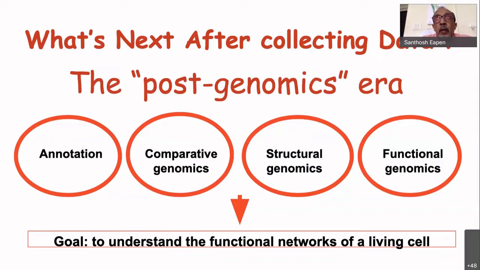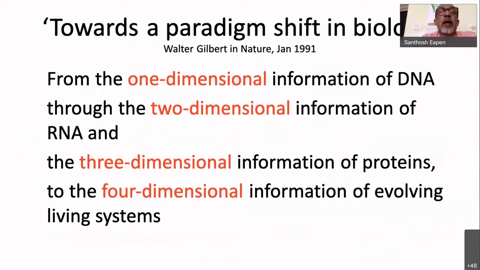So our main goal is to understand the functional networks of a living cell. Unless this data is processed and analyzed in such a manner, you will not be able to arrive at any conclusion, and the data will remain junk data only. So the role of a bioinformatician or data analyst is quite important in present-day biology. This is the paradigm shift happening in biology, from the one-dimensional information of DNA, through the two-dimensional information of RNA, to the three-dimensional information of proteins. All of these have a very critical role.